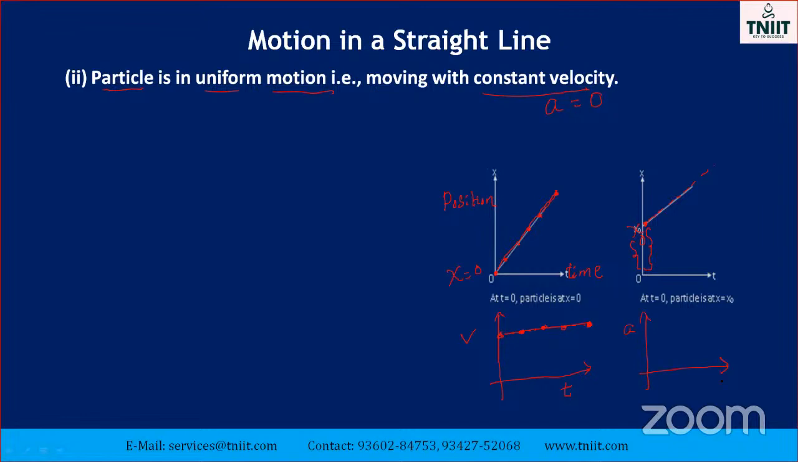Acceleration is 0. If the acceleration is 0, then how to write the acceleration time graph? A, T. Acceleration time graph should be along the x-axis because acceleration is 0. So these are the different types of graphs for xt, vt and at graph if the particle is in uniform motion, that is moving with uniform constant velocity.